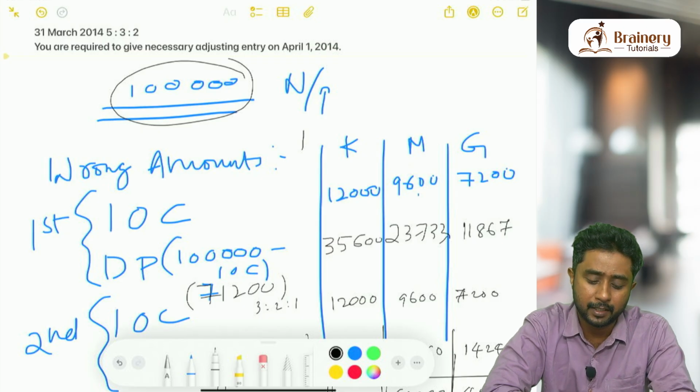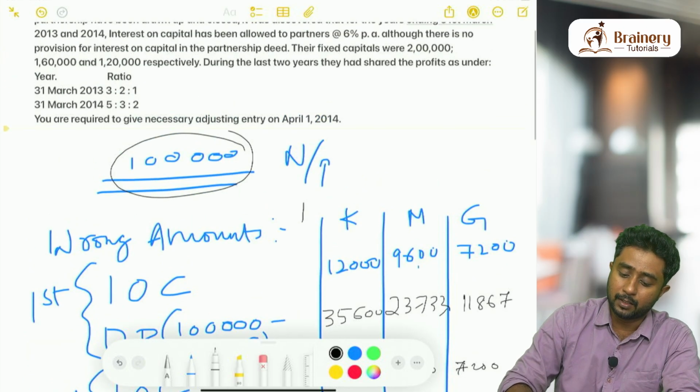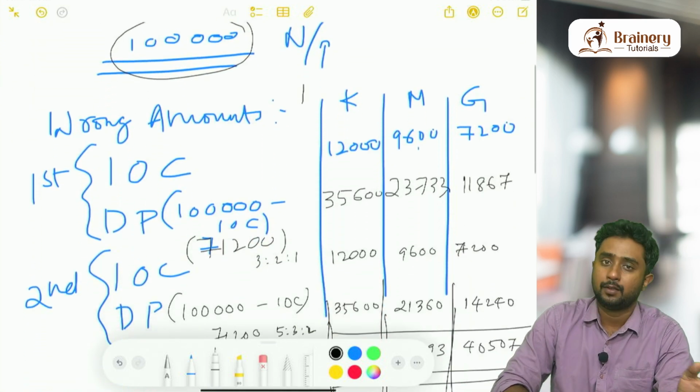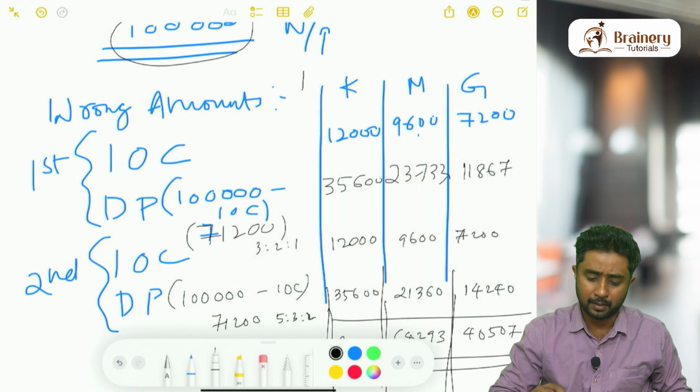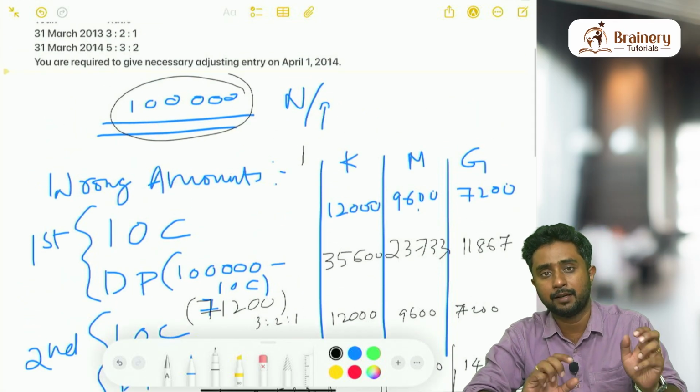The net profit we are taking as 1 lakh rupees. So 1 lakh rupees is the net profit. You must be thinking whether we can take 2 lakh, 3 lakh and all. You can take any values. As I said before, you can assume any values as net profit.